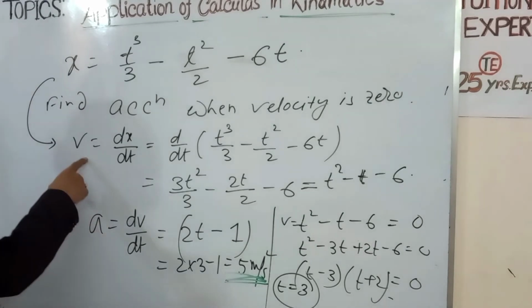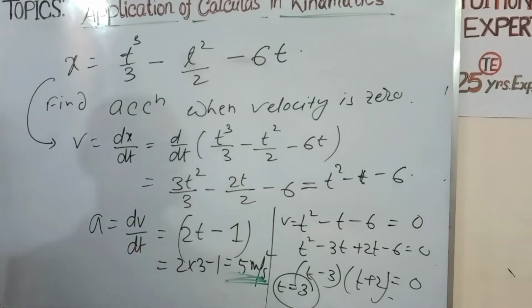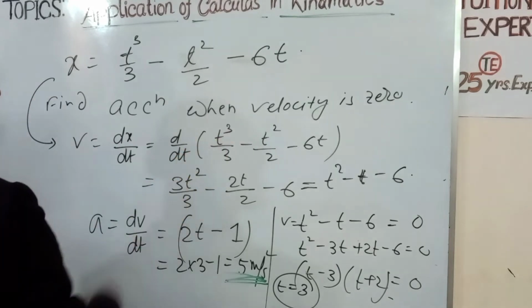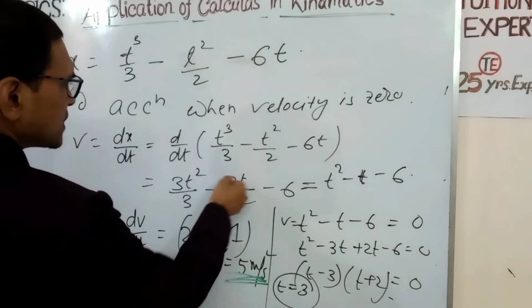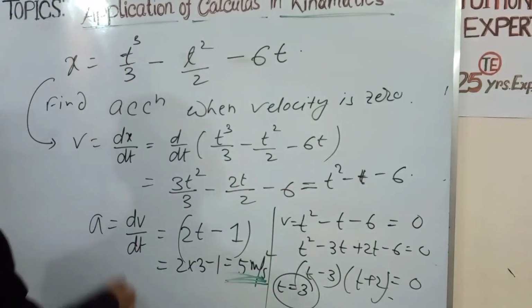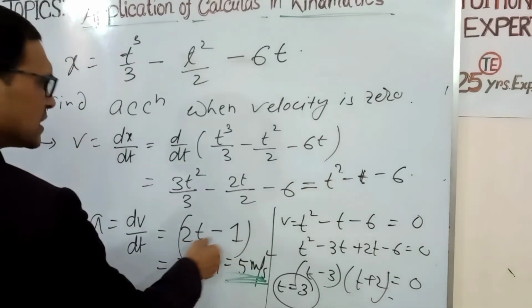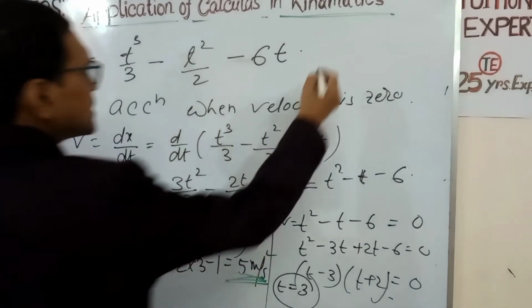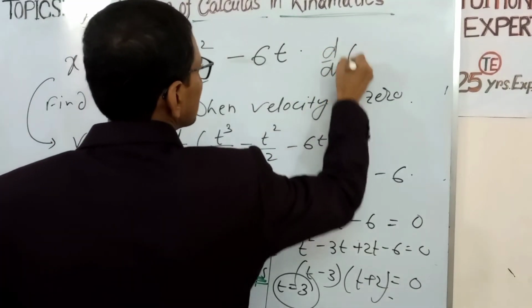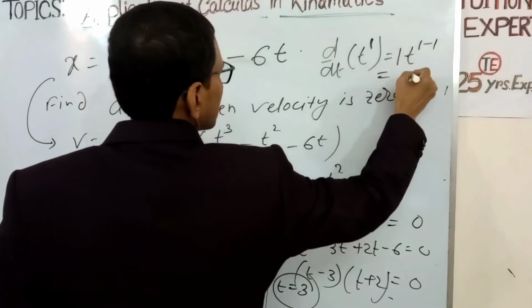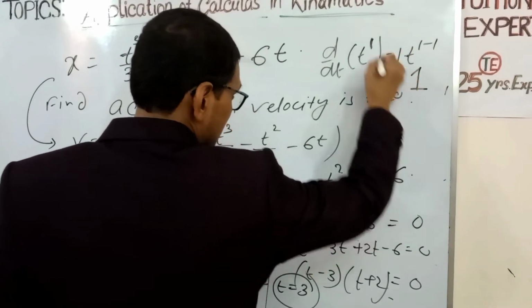So first we find the velocity dx by dt: the derivative of t cubed equals 3t square, the derivative of t square equals 2t. Okay. Now again we have to differentiate: derivative of t square is 2t, derivative of t is 1. How to find the derivative of t? d by dt of t: t means t to the power 1, that is 1 into t to the power 1 minus 1 equals 1. The derivative of t equals 1.